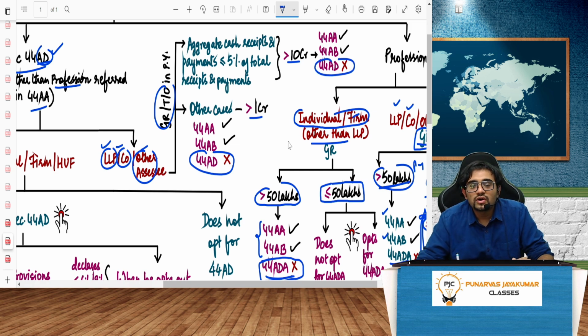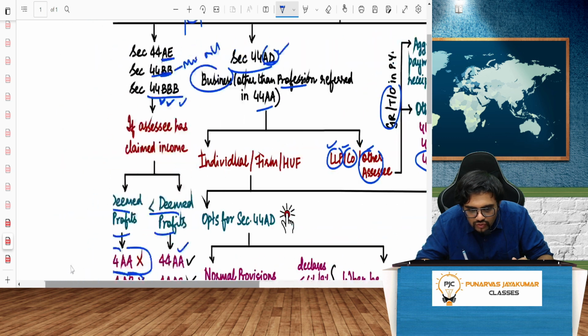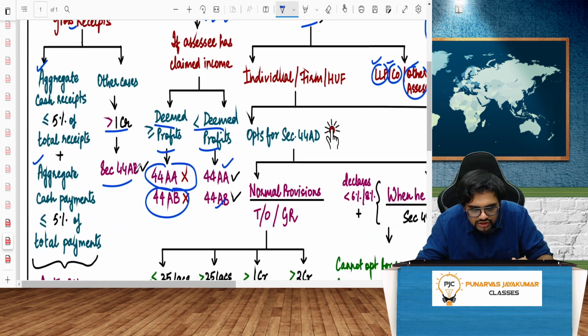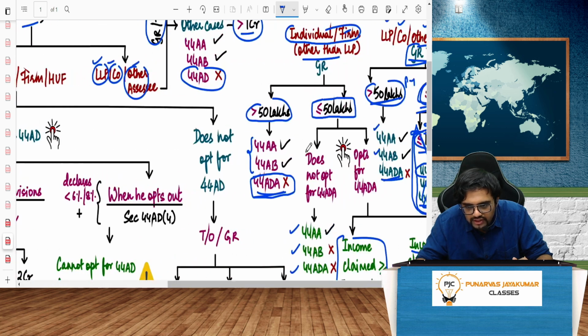Sir, but what about accounts and audit? It will come. How much, sir? 1 crore and 10 crore. Same condition like this. No change. Same conditions, these two conditions. I have merged it here. That's all. It's a combined chart.